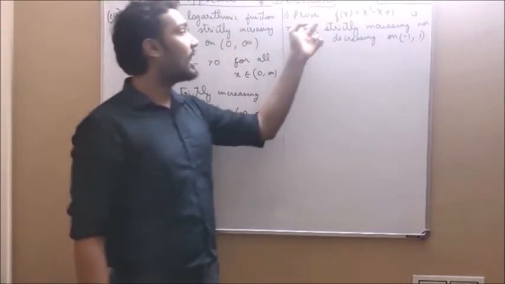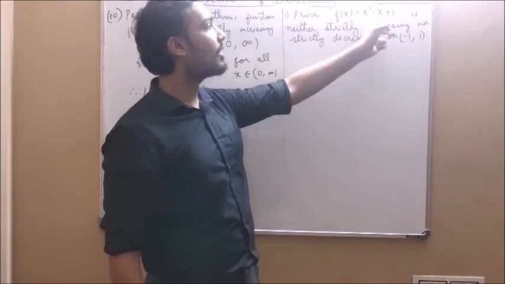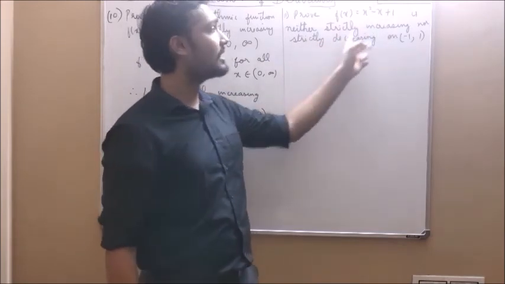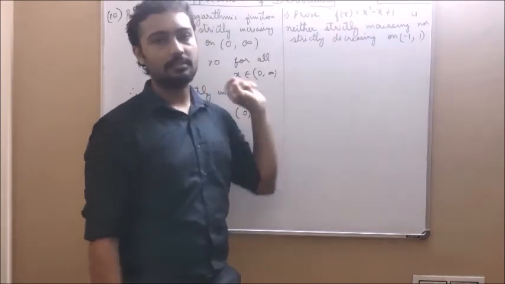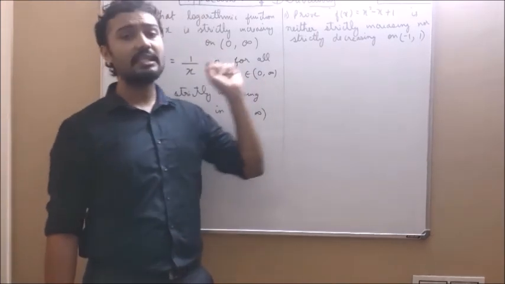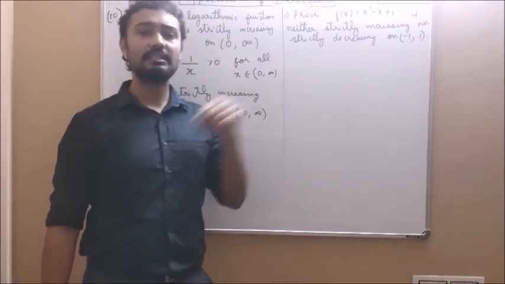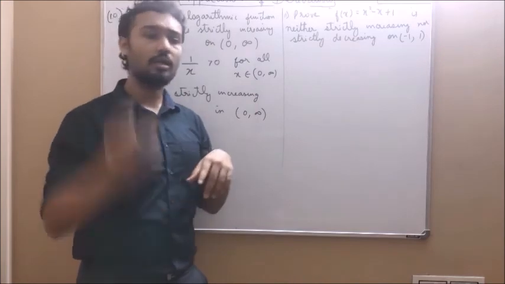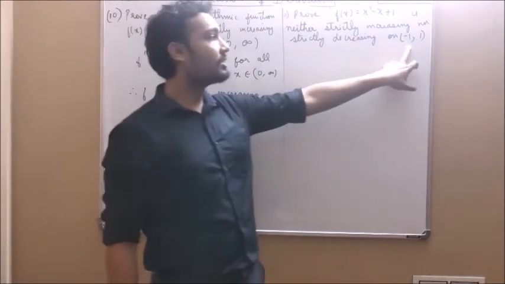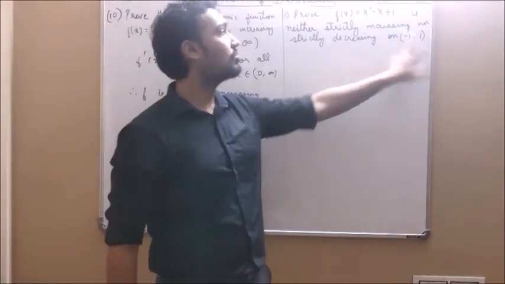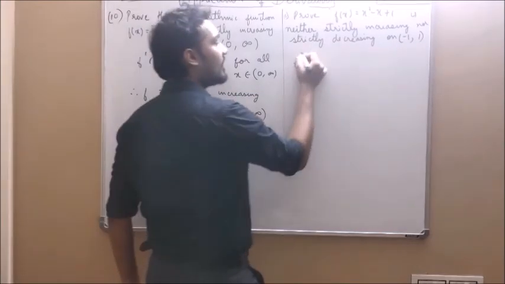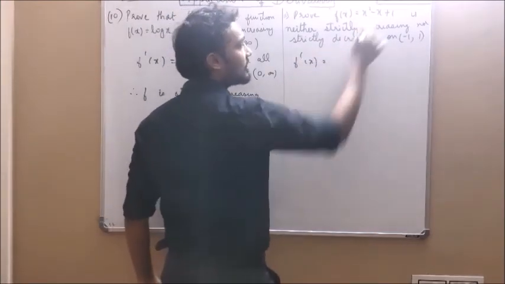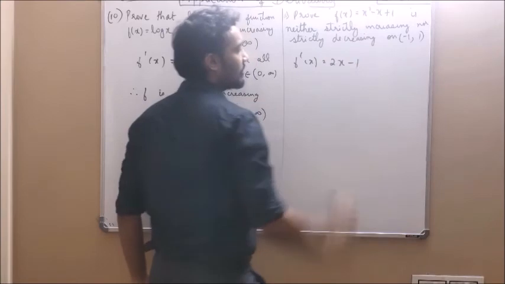Next question, prove that the function f of x equal to x square minus x plus 1 is neither strictly increasing nor strictly decreasing. So we have to prove that it neither increases strictly nor decreases strictly, means it is neither increasing nor decreasing. So now we have to check on the interval minus 1 to 1. So first differentiate: f dash of x equal to 2x minus 1.